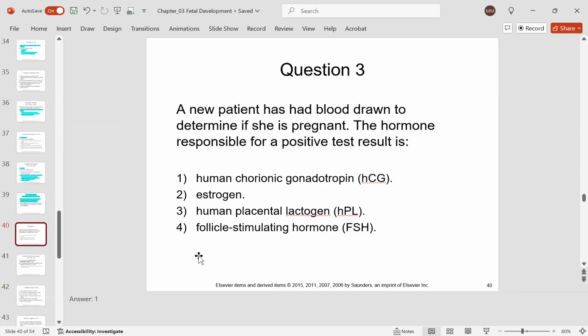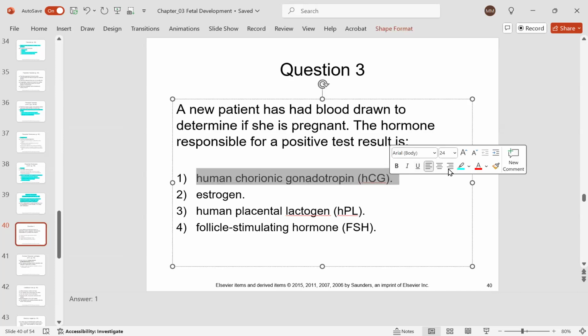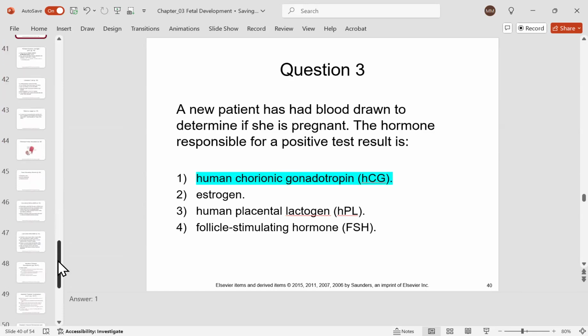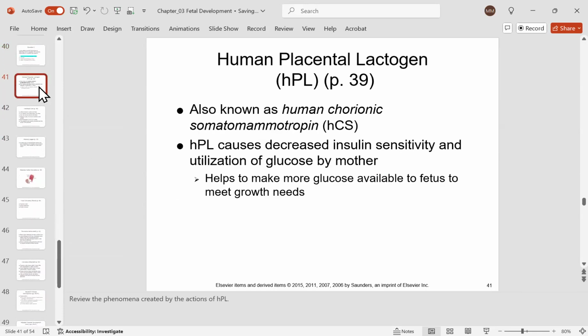All right. So the hormone responsible for a positive pregnancy test is HCG. That is the one. Highlight that. Okay. All right. Don't worry about the lactogen. That's that fourth hormone. And that's the one that helps mom's blood sugar actually. It helps mom's blood hang on to more sugar. That's why gestational diabetes is a thing, because the baby, you're eating for two. So instead of getting rid of all the sugar, it needs to hang on to some and give it to the baby, so that it can grow, because that embryo, that fetus is growing at such a rapid rate.